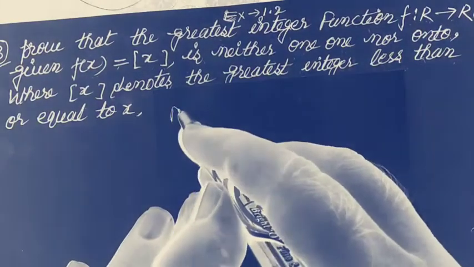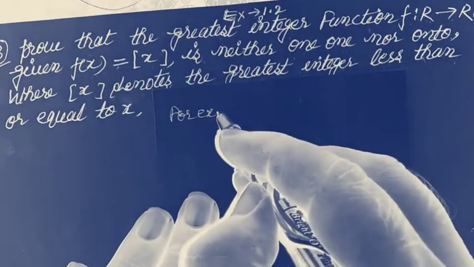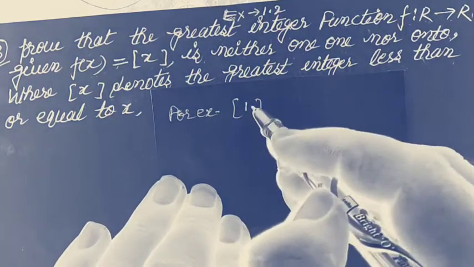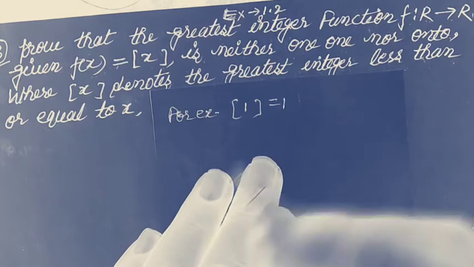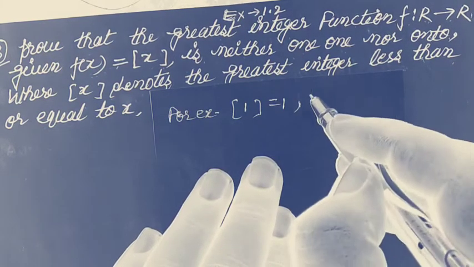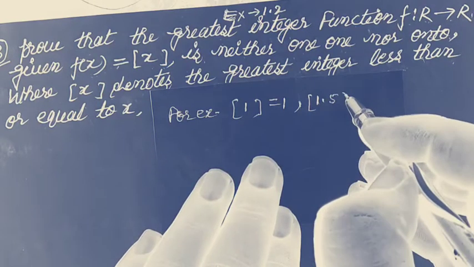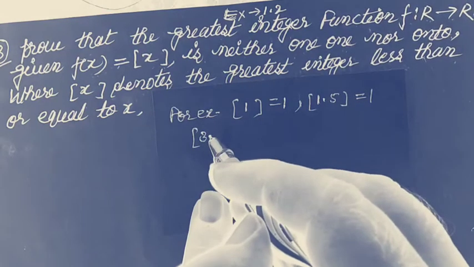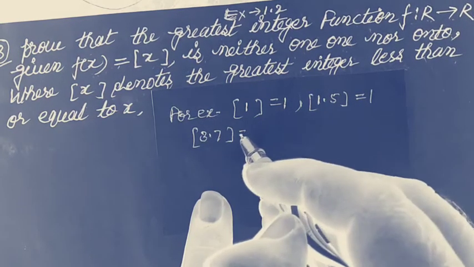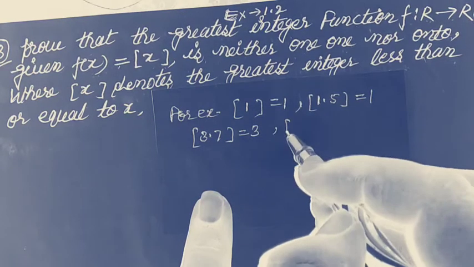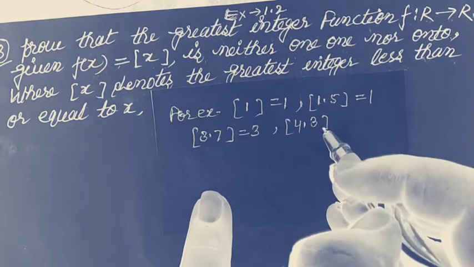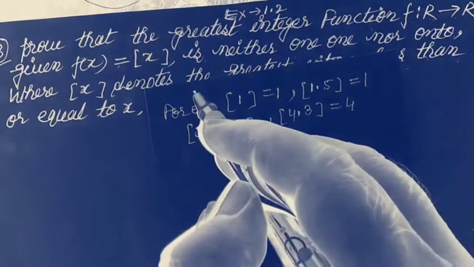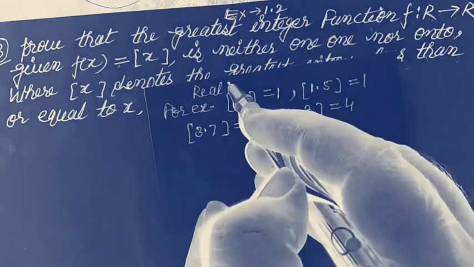For example, if we put 1 in place of x, we will get 1. If we take 1.5, then we get 1 as well. If we take 3.7, we get 3. And if we put 4.3, then we will get 4. Isn't it? For real numbers.